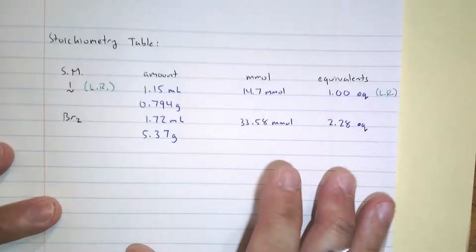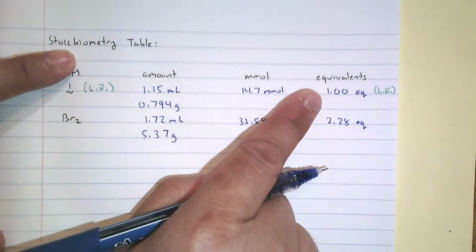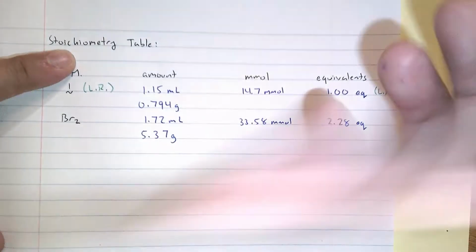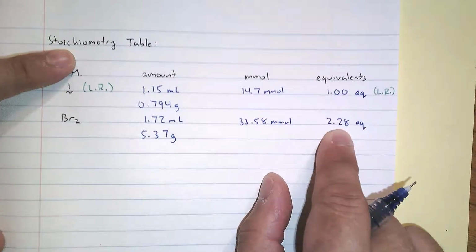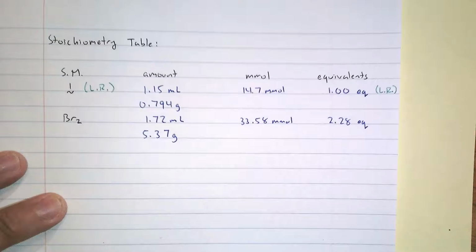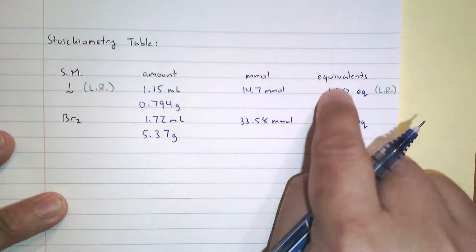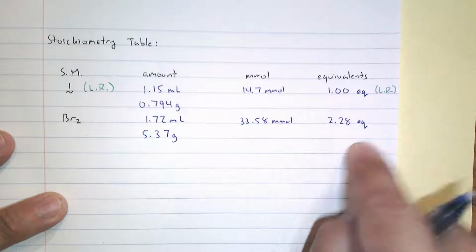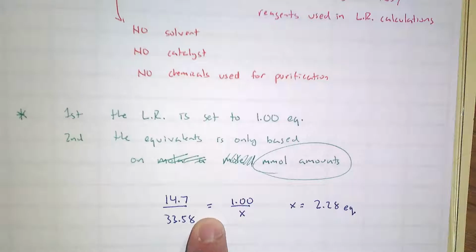That is the complete stoichiometry table. And this tells me right away that, sure, the chemical reaction I can tell is a 1 to 2 ratio, but to get our best results, the procedure wants me to use an excess of 0.28 equivalents. Okay, so again, I can't emphasize this enough because this is the most common mistake. The equivalence of 1.00 always goes with the limiting reagent. And then when you figure out the equivalence of the other reactant, you just do the ratio, right? It's only based off the millimoles.